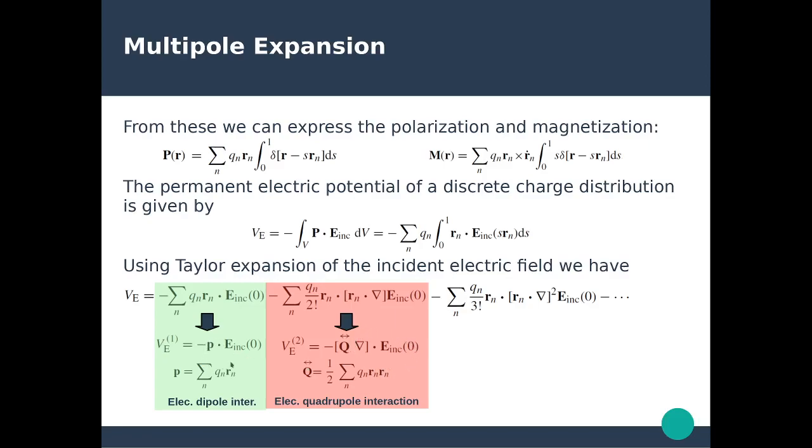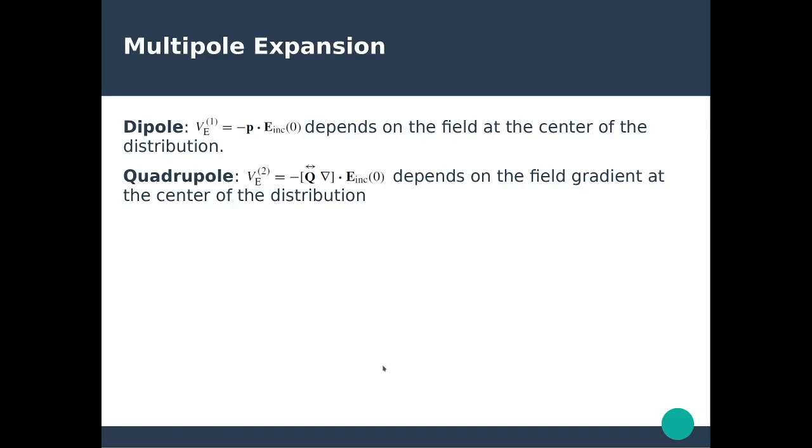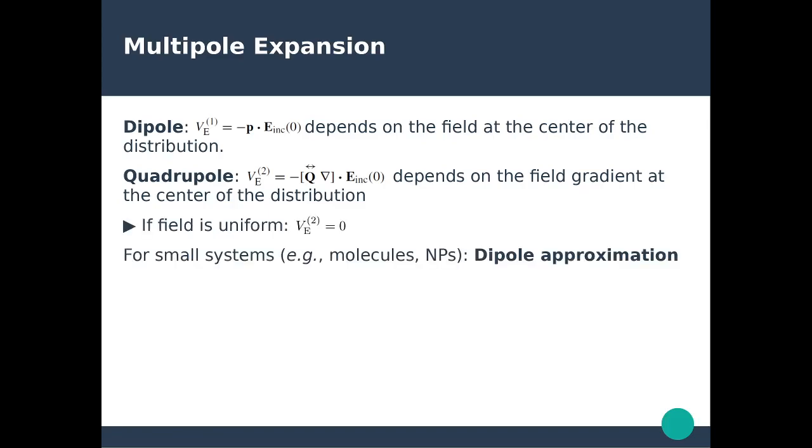While the dipole interaction interacts with the electric field itself, the higher order term of this interaction process interacts with the quadrupolar terms and the gradient of the electric field. And you have, of course, higher order modes. The dipole interaction depends on the field at the center of the distribution. The quadrupole interaction depends on the field gradient at the center of the distribution.